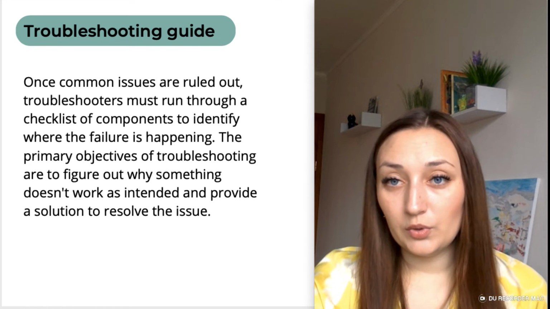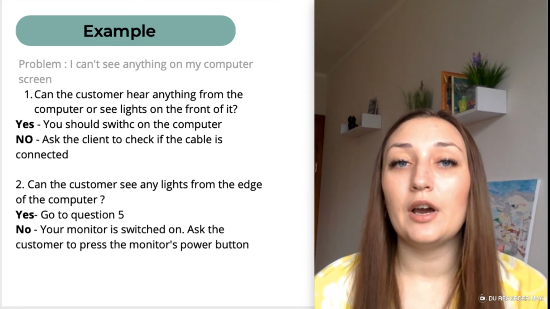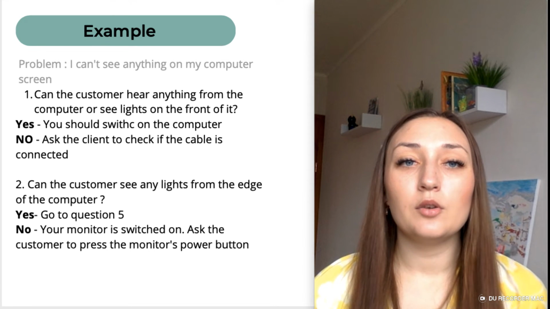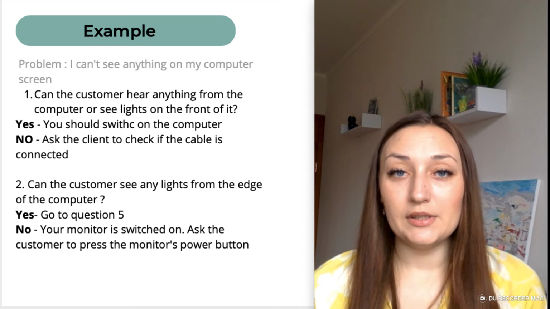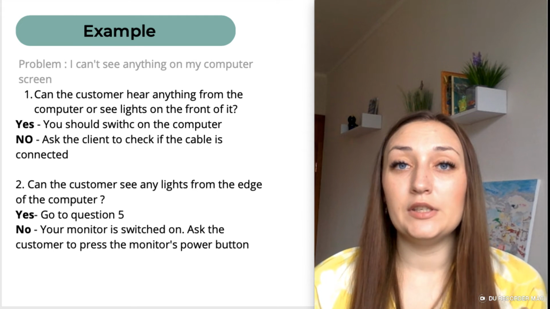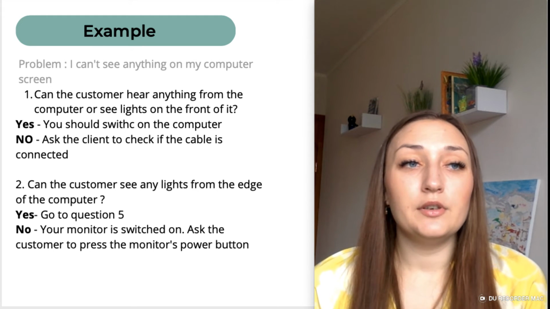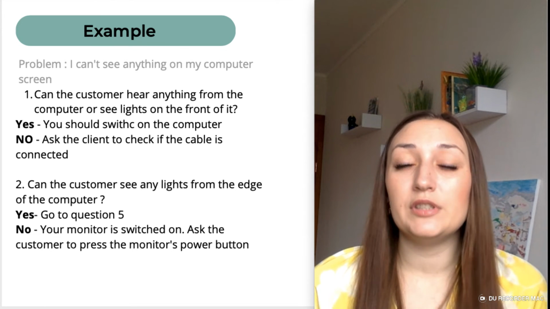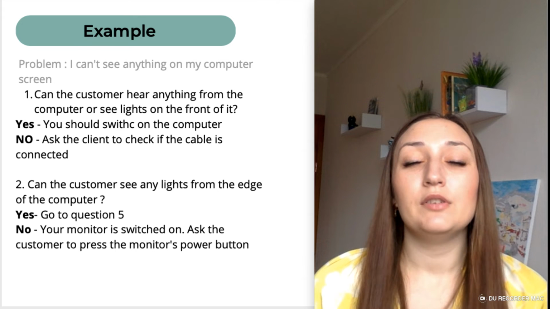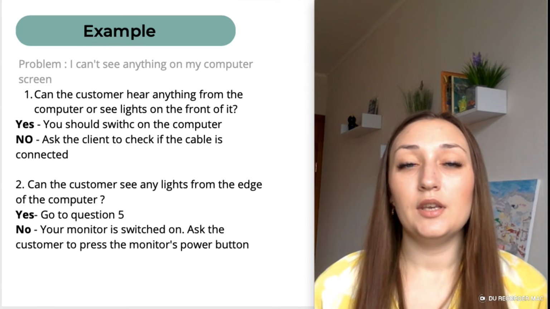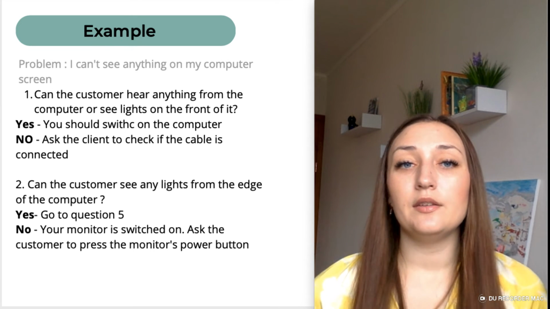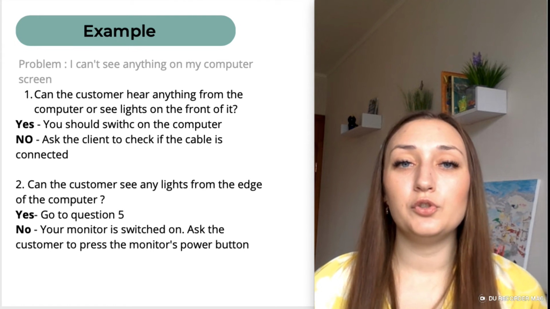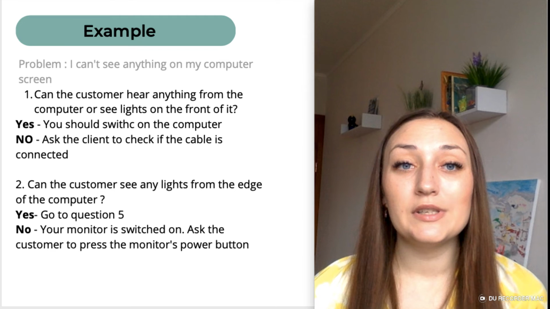So, let's have a look at an example of a troubleshooting guide. For example, the problem is: I can't see anything on my computer screen. Yes, you are a worker in IT support, the IT sphere, and you have, for example, a ticket, an electronic letter, which is called a ticket in IT systems. You have a ticket from a client and he's writing to you, I can't see anything on my computer screen. So what should you do here? You are given different steps.